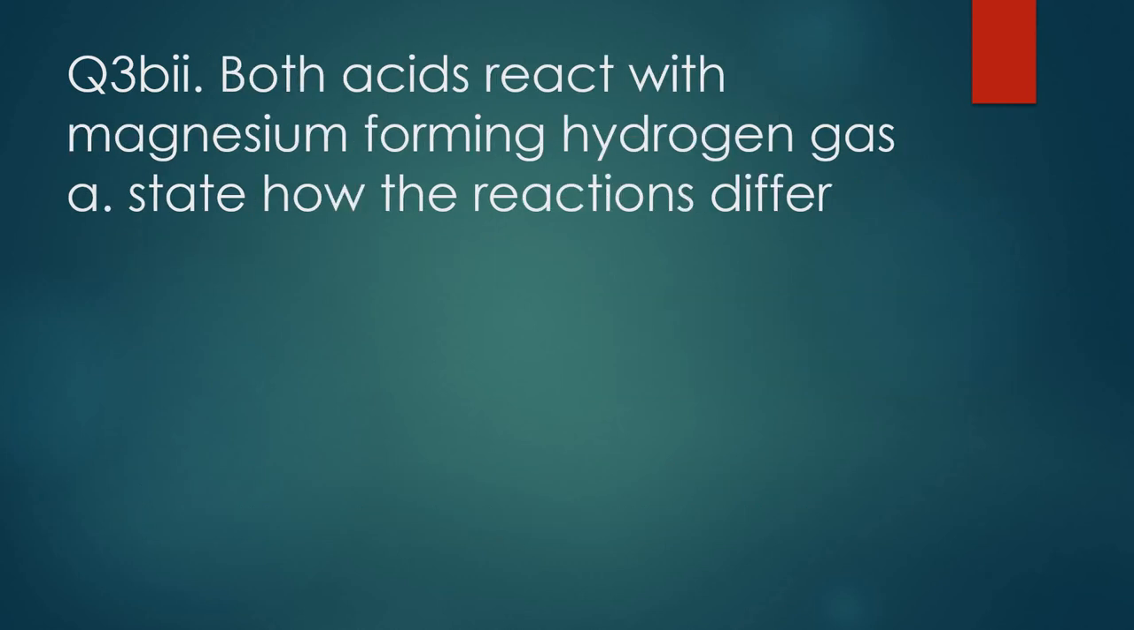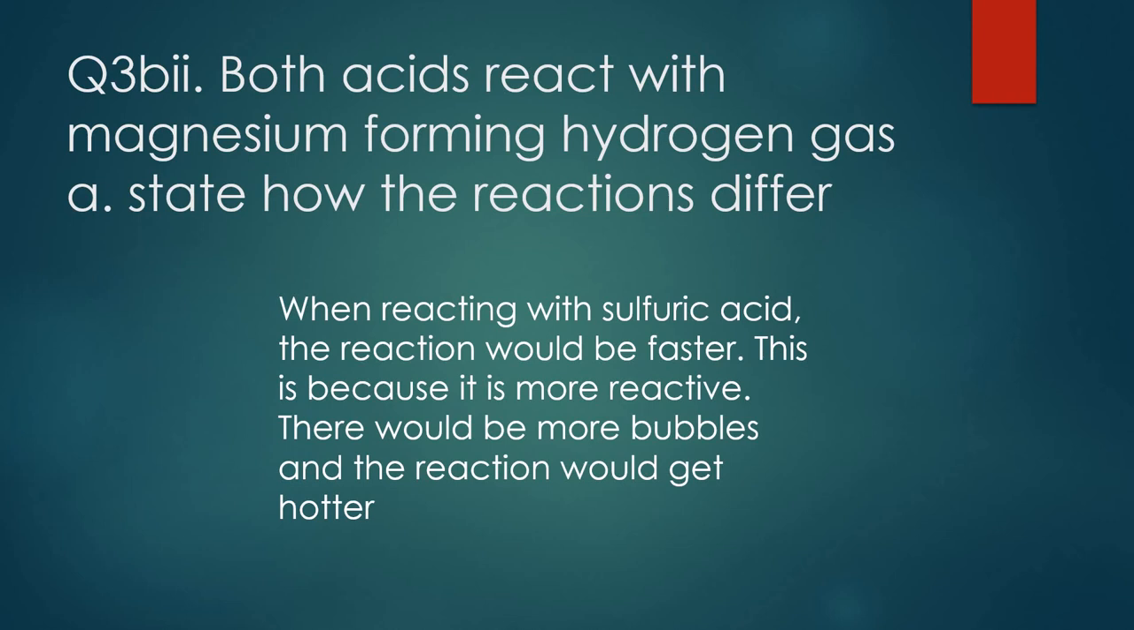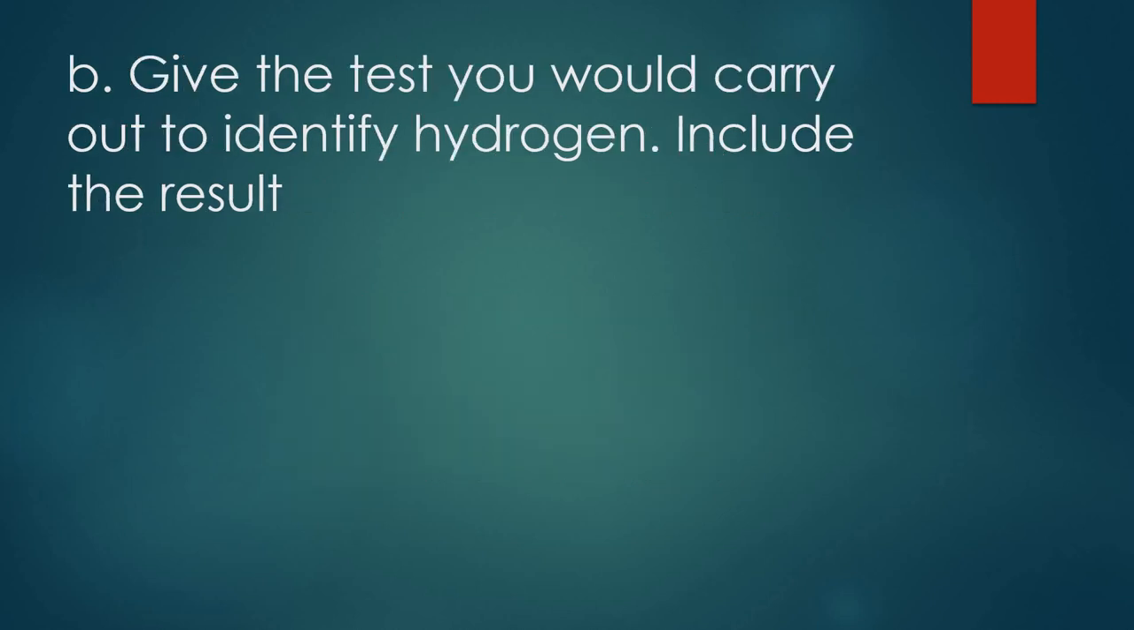Both acids react with magnesium, forming hydrogen gas. Now A, state how these reactions differ. So when reacting with sulfuric acid, we know that sulfuric acid is a stronger acid, so the reaction would be faster. This is because it's more reactive. There'll be more bubbles and the reaction would get hotter because of this.